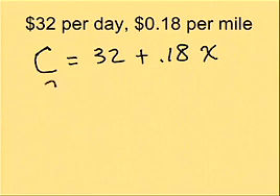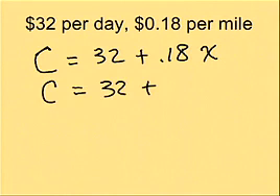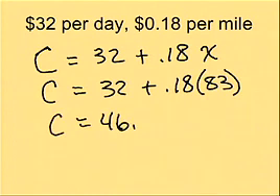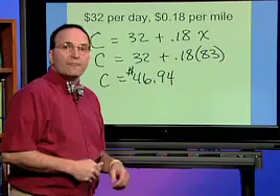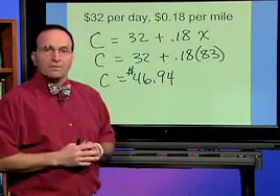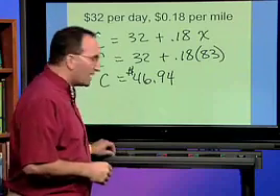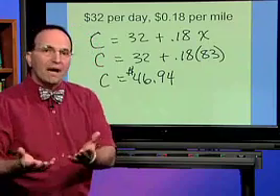Well, what about Elaine? Elaine, the cost was $32 plus she drove 83 miles. So it would be 0.18 times 83. And when we work all of that out, it'll turn out that it cost her $46.94. All right, well, now on to Ramon's mileage. Well, remember, Ramon paid $69.80, and we want to figure out how many miles that is.